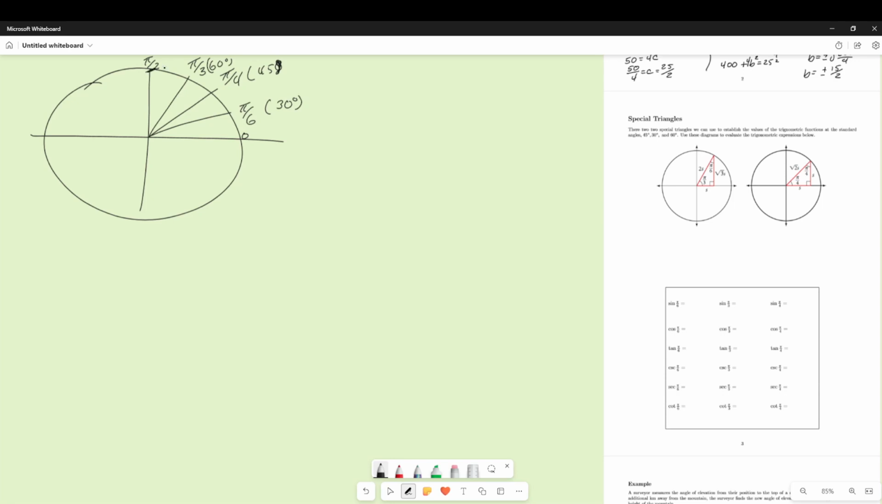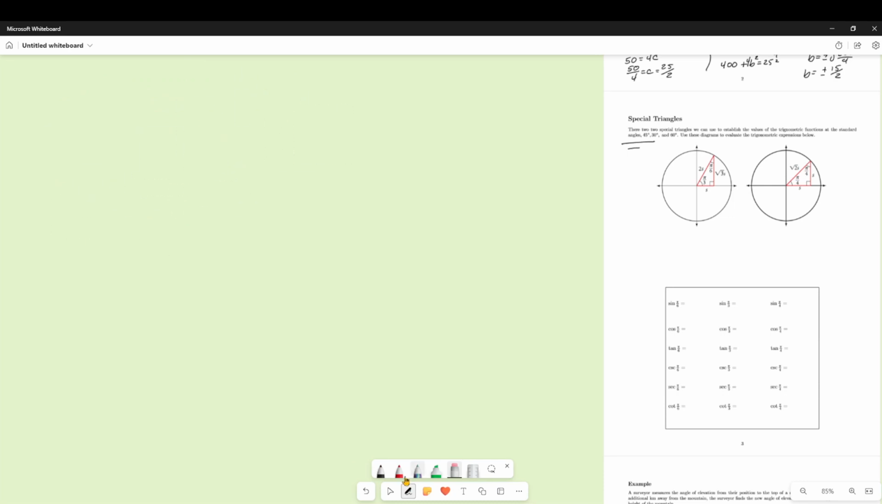But we didn't look at pi over 8s. We didn't look at 20 degrees. Why are 30, 45, and 60, pi over 6, pi over 4, and pi over 3, the primary angles we look at? The reason is because they form these very special, very specific triangles that we know more about than most other triangles because of some of the geometric particulars of these triangles. What do I mean by that?